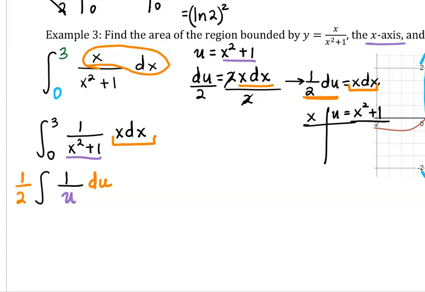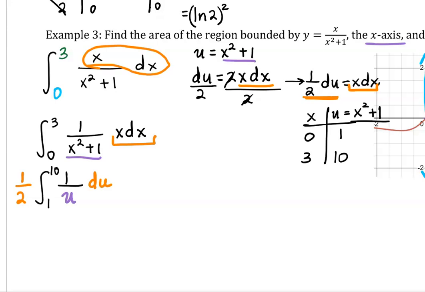Now let's actually go and find our new limits. Our old limits were 0 and 3. When we plug 0 into u, we get out 1. When we plug 3 into u, we get out 10. So our new lower limit is 1 and our new upper limit is 10.